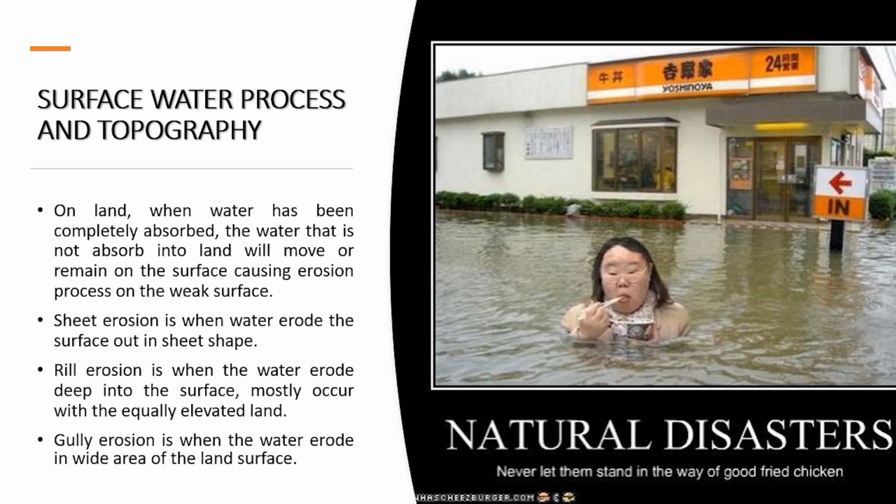Let's take a look at how the surface water process has an impact on the topography. On land, basically, when water has been absorbed into the land, into the soil or the rock surface, whatever the surface is, the water that is not absorbed will move or remain on the surface. And when it moves or remains on the surface, it will cause the erosion process on the weak parts of the Earth's surface.